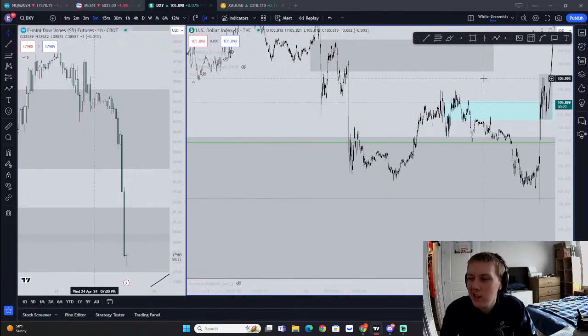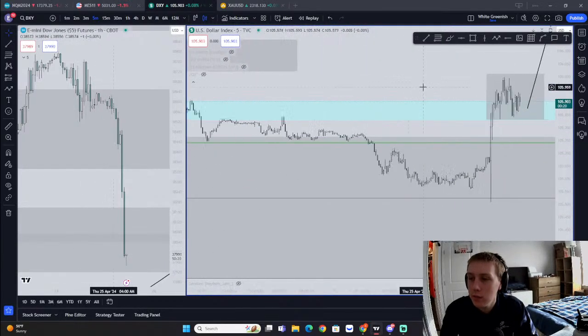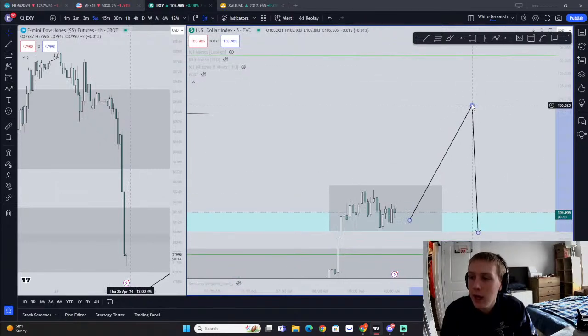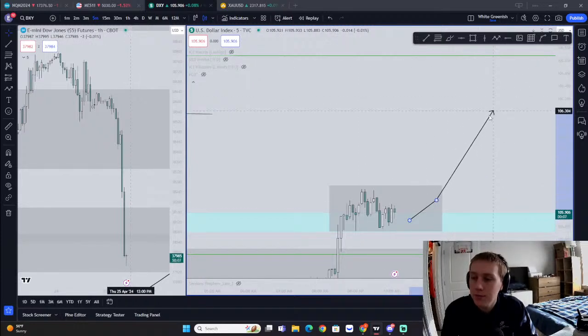Well, I guess order flow's now shifted. So we can only go higher from this. We can, however, have a fake, like we're going to go lower and then go higher.